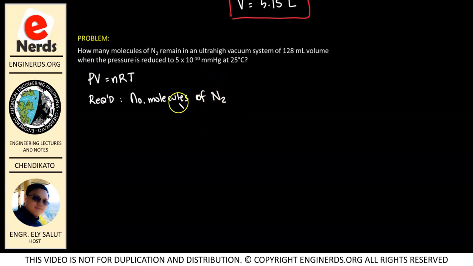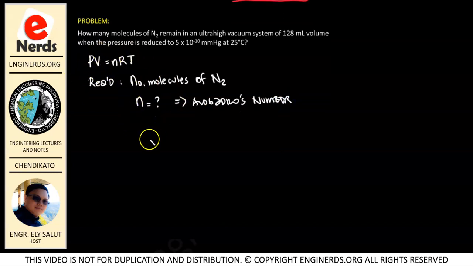If you remember, you can get the number of molecules of your substance by using Avogadro's number, no? So that means we need to get the number of moles of our gas here. Okay? Then we will be using Avogadro's number. Alright, so we are going to use PV equals nRT to get the number of moles. Okay? So, let us first write all of our givens.